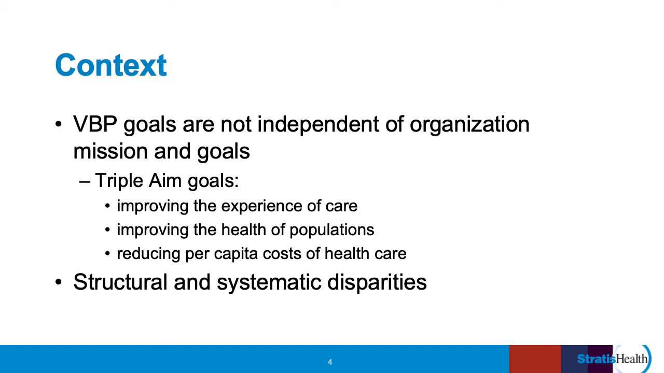The value-based care model focuses on achieving quality metrics and reducing costs through a contractual agreement with payers, which overlaps with the familiar triple aim goals of improving the experience of care, improving the health of populations, and reducing per capita costs of healthcare. Value-based care is intentionally designed as a pathway to achieve these goals.